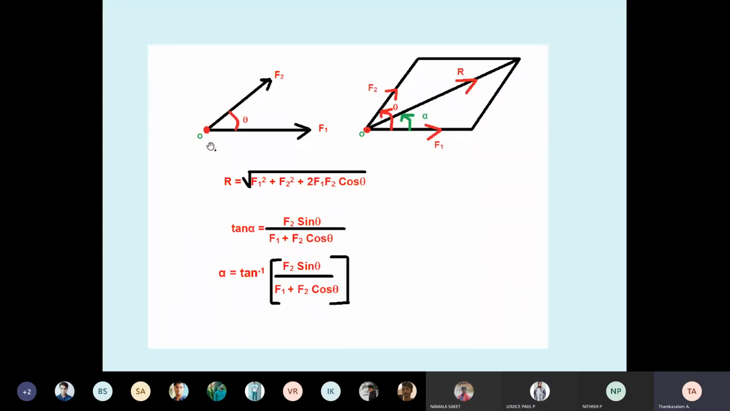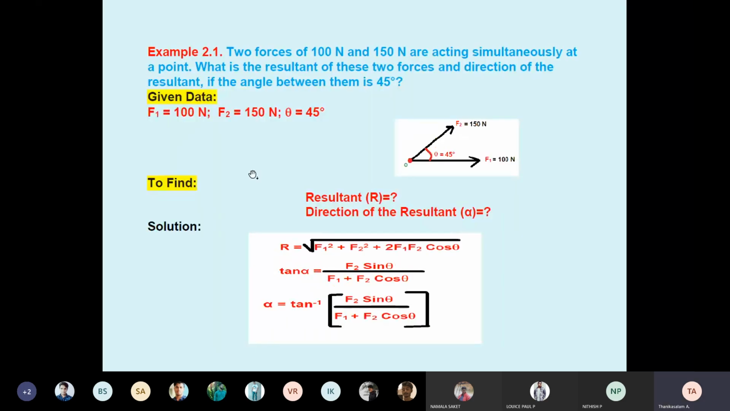Only two forces are acting at O, F1 and F2, with theta equal to the angle between the two forces. For the resultant, R equals square root of F1 squared plus F2 squared plus 2 F1 F2 cos theta. Alpha equals the resultant direction: tan alpha equals F2 sin theta divided by F1 plus F2 cos theta.